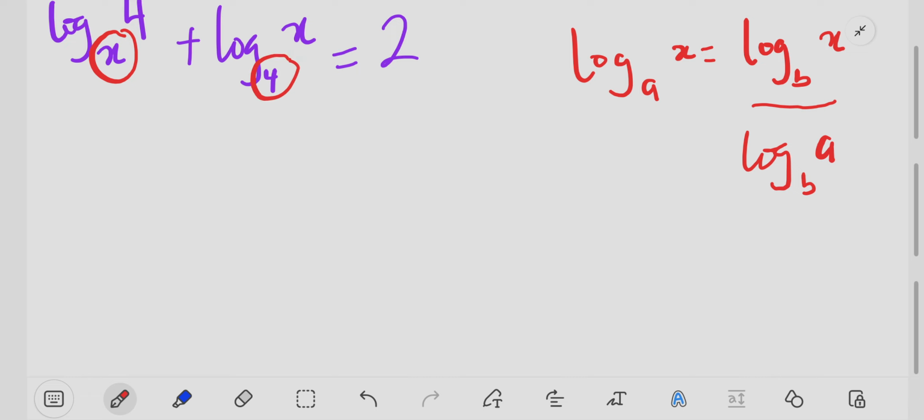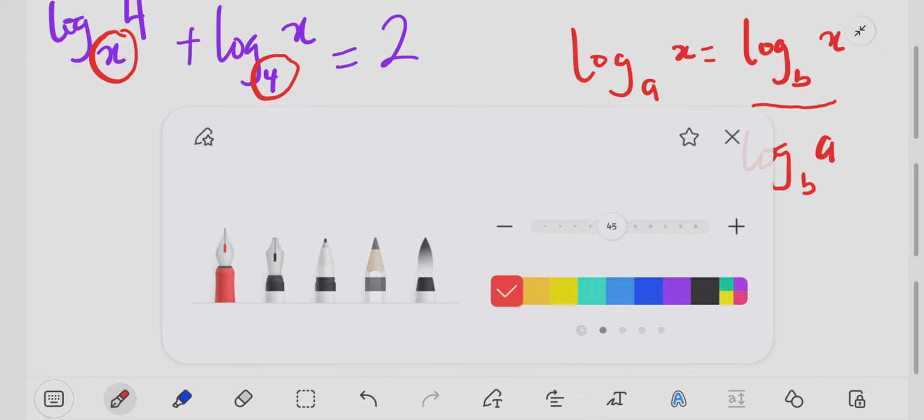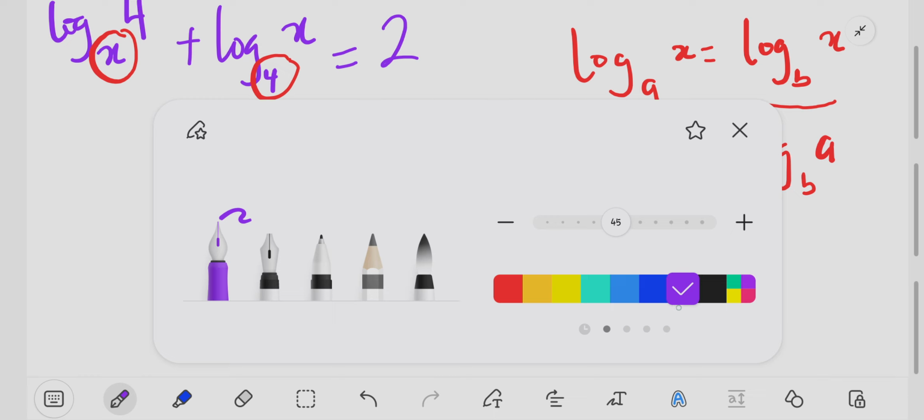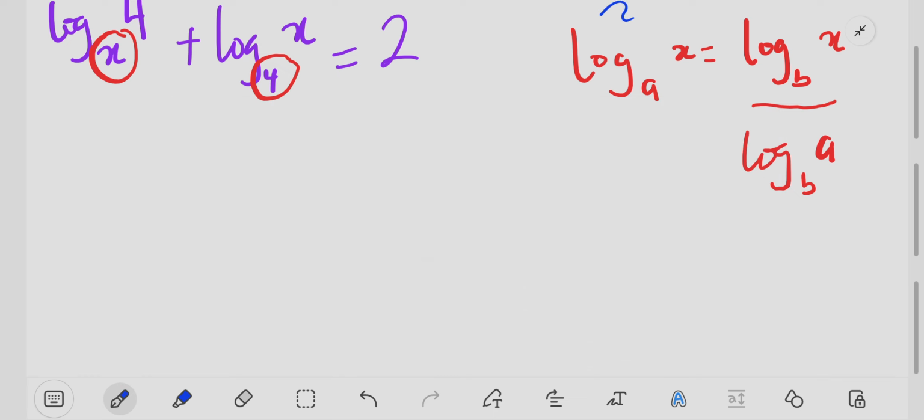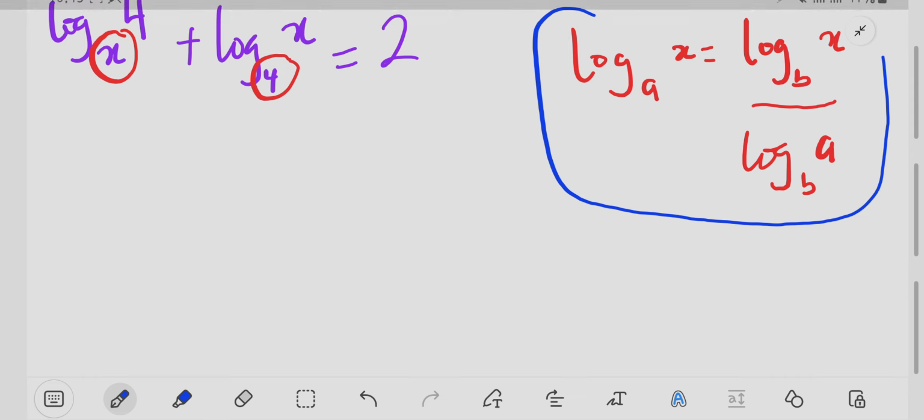So for us to be able to combine the two log expressions as a single log, we have to make sure that their bases are the same. So what we are going to apply is the change of base method, right? We are going to apply the change of base to solve this question. To apply the change of base method, we are going to make use of this formula.